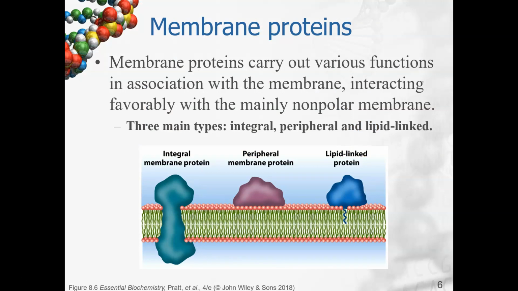First of all, though, before we dive into the different membrane proteins, we should note that membrane proteins carry out various functions in association with the membrane, and they interact favorably with the membrane of necessity. We can classify these as three types: integral, peripheral, and lipid-linked. Integral membrane proteins completely span the bilayer. Peripheral membrane proteins will be associated with either one side of the leaflet or the other. And a lipid-linked protein is anchored to the membrane by a fatty acyl chain that interacts favorably with the fatty acyl chains of the phospholipids that make up the membrane.